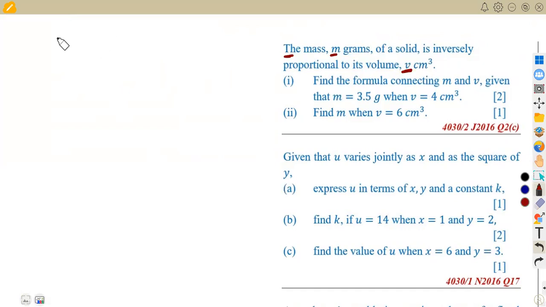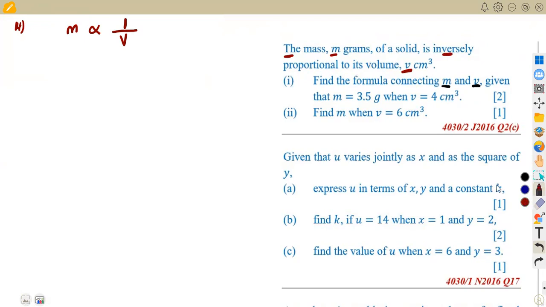I'm just going to continue from here. So this is m, which is the mass that we are given. Remember our inverse, we said we are going to have 1 over for the inversely. So m is inversely proportional to the volume, 1 over the volume, which is given as V. The question here is to find the formula connecting M and V. So take note, what is connected here is M and V only.